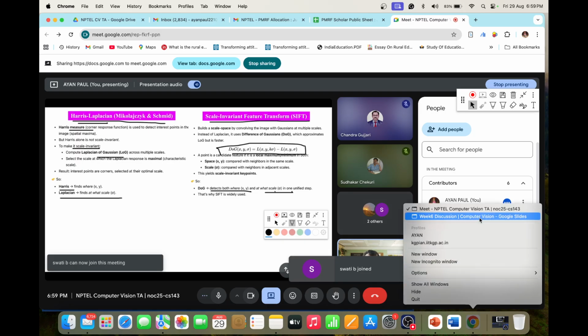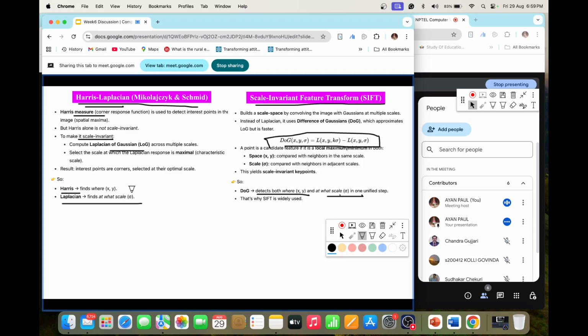So Harris operator, we are finding... Harris-Laplacian operator consists of two steps. First, we localize the feature, that is, we find the feature by our Harris operator. Harris operator to find the feature, and then for scaling, we apply the Laplacian.